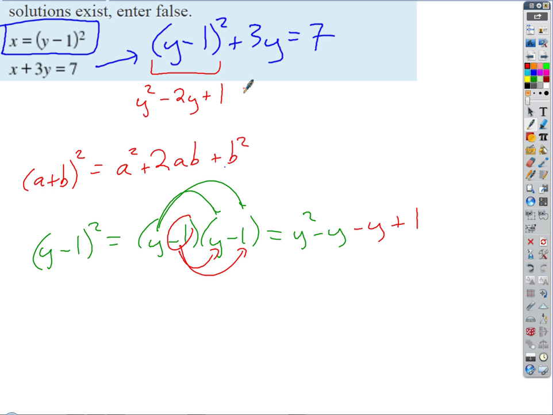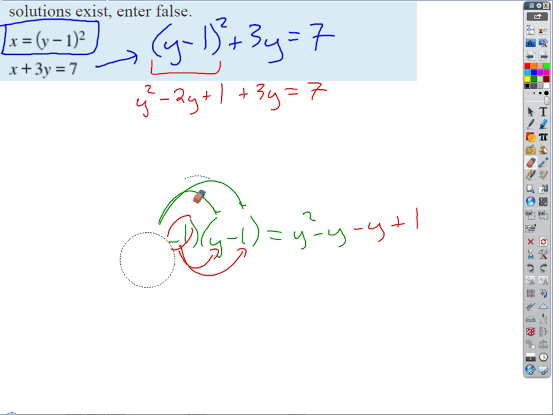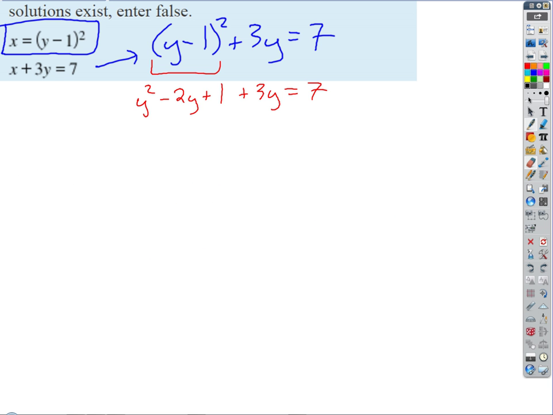Then let's just continue with the rest of the equation. So plus 3y equals 7. And now all I've got to do is simplify this, put it in standard form and solve. So let's combine like terms. I get y squared, -2y plus 3y is plus y. And then if I subtract 7 from both sides, I'm going to get minus 6 equals 0. Okay? So now I've got a quadratic equation in standard form.